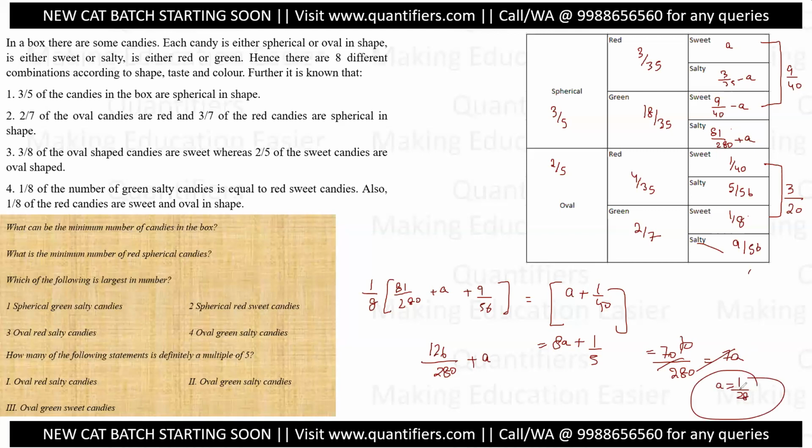Let me just check my calculations. A comes out to be 1 by 28. That is perfect. As soon as A is 1 by 28, I can fill the rest of the values, right? A is 1 by 28.